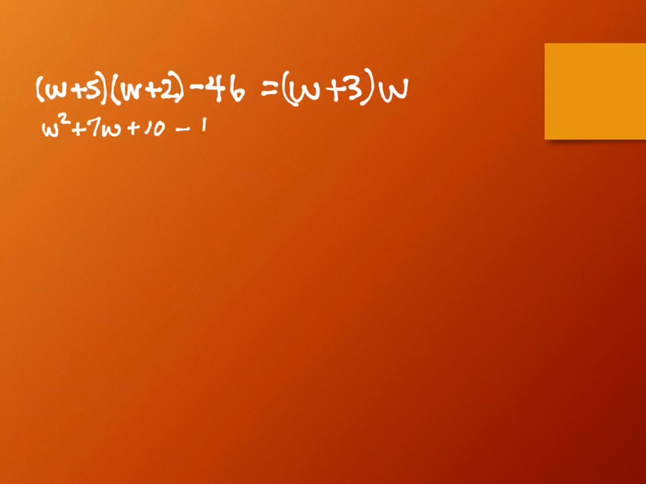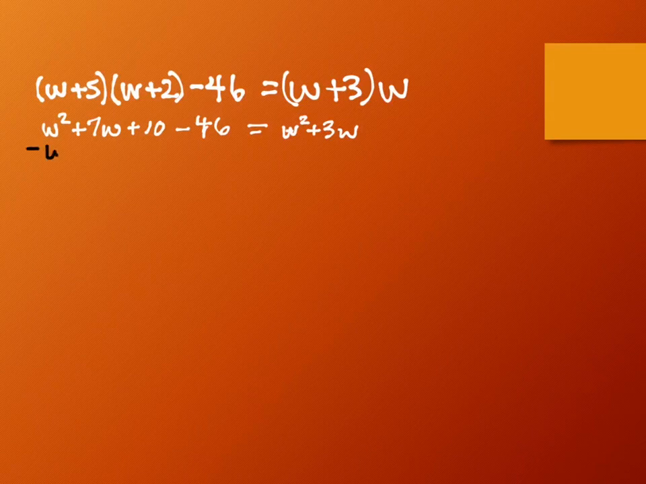Not 16, 46. That's what happens when I zoom in and zoom out too much, my numbers start looking alike. What goes on the right-hand side? W squared plus 3W. Something very nice is about to happen. Does anybody see it? W squared. Yeah, the W squareds are going to go away.